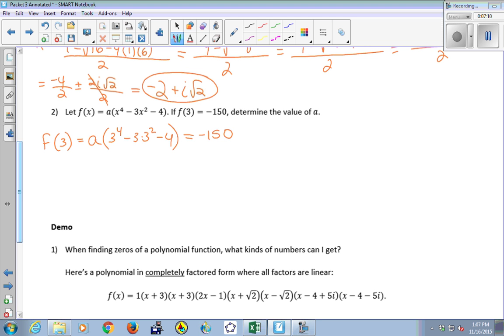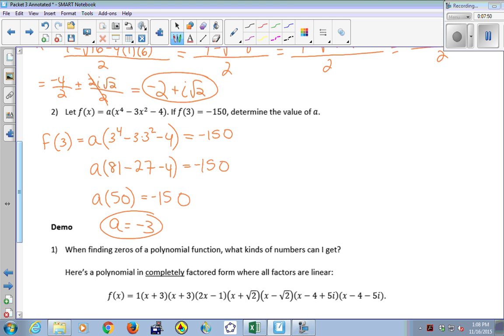And now, this is just an equation where the only unknown is a, and I can solve for a. So this is a times 3 to the fourth is 81, minus 27, minus 4. Anybody do that in their head? 81 minus 20 would be 61, minus 7 would be 54, minus 4 is 50. Divide both sides by 50, so you get a is -3. We'll be using that trick a lot.